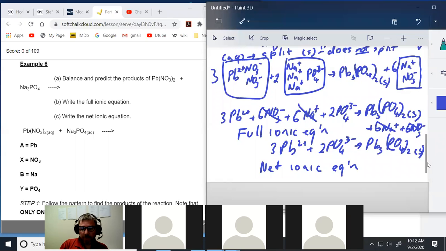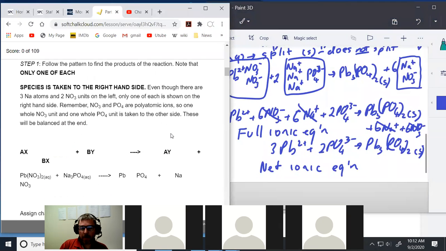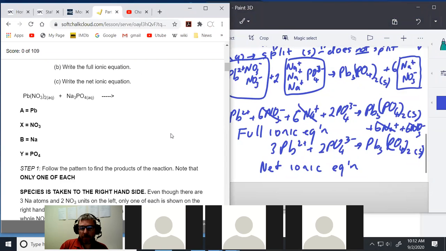All right, any questions? Okay. So the full ionic equation is just each individual cation and anion that makes up the solid. Right, each individual cation and anion that combines together to form both the solid and the aqueous, while the net ionic is only the solid. That's right. So the full is everything. The net is just whatever's forming the solid. That's right.